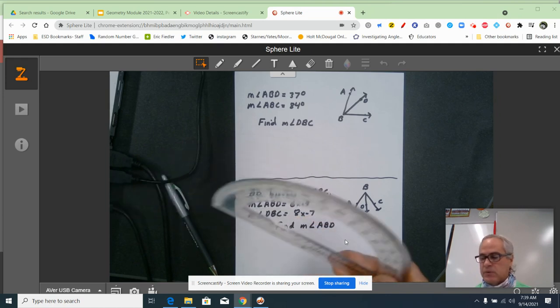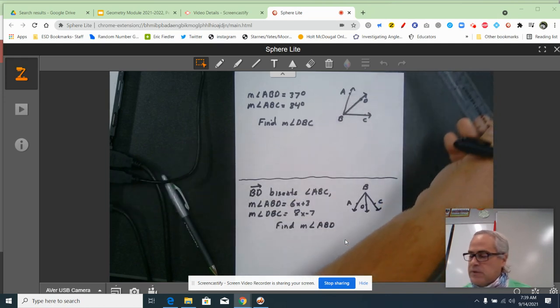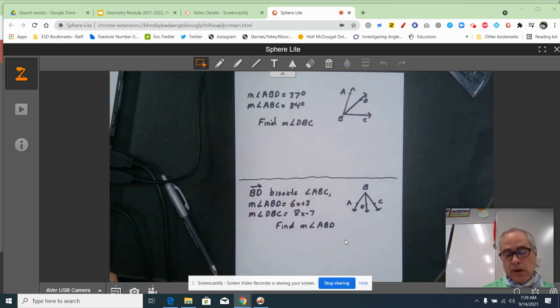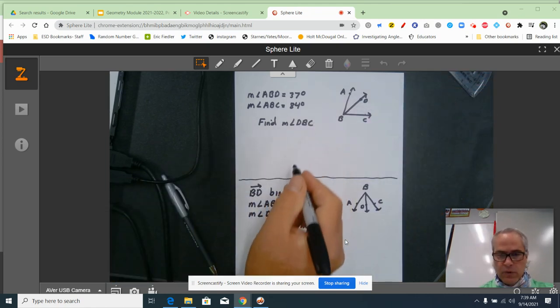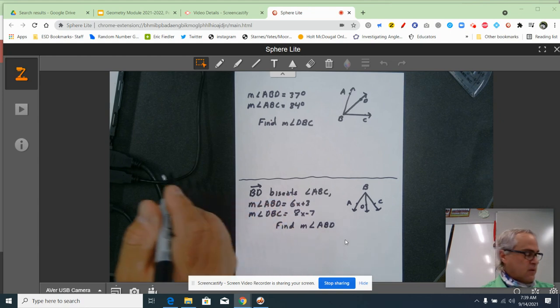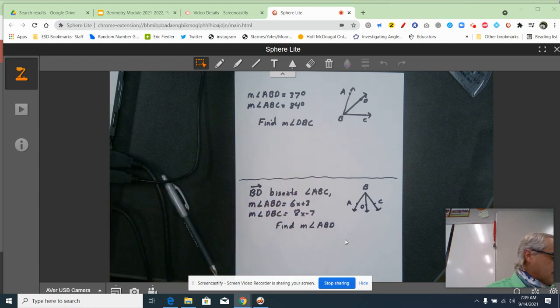All the other times, you're going to need to be able to use what you know from this section to figure out these angles. A couple things I want to tell you about. The first one is the angle addition postulate.